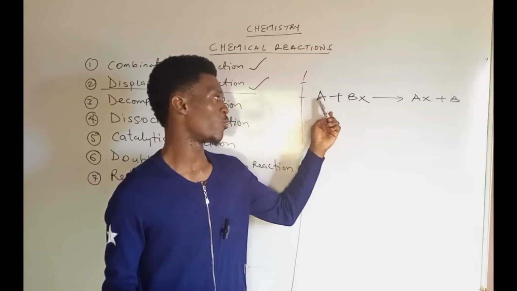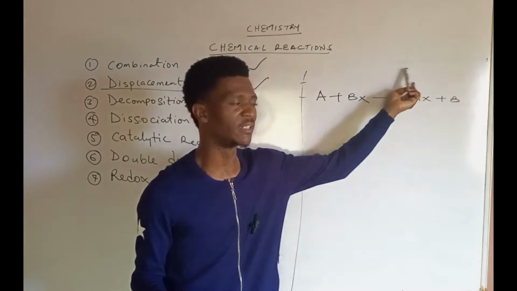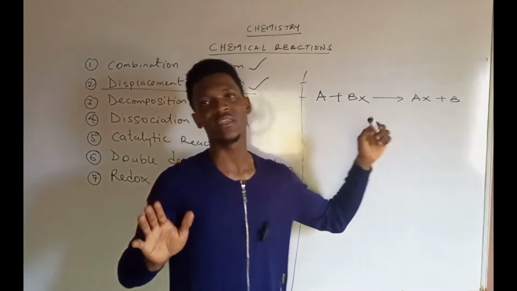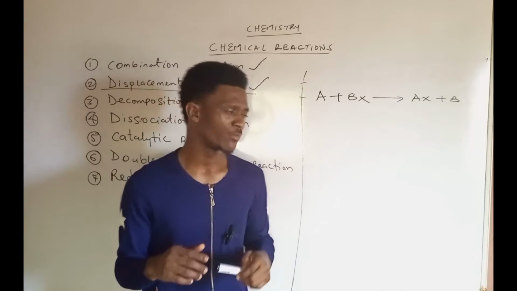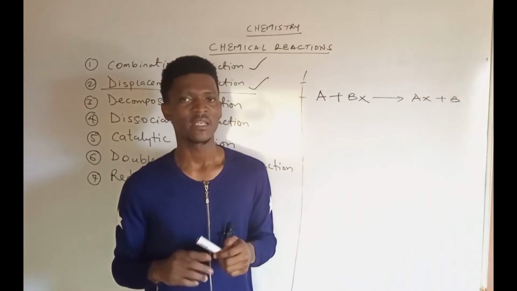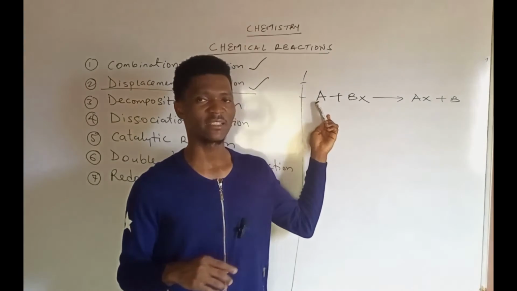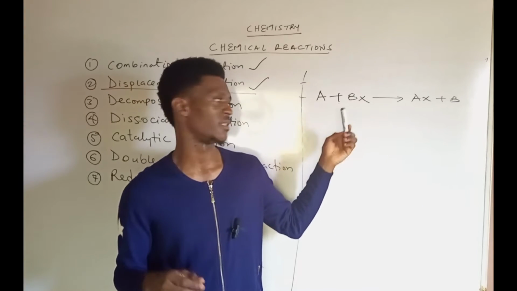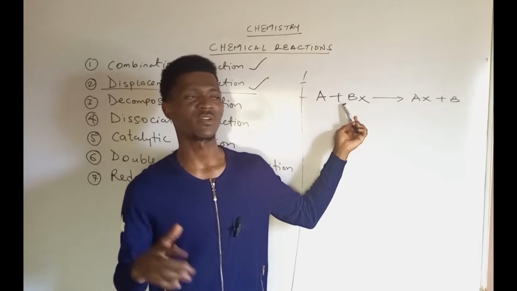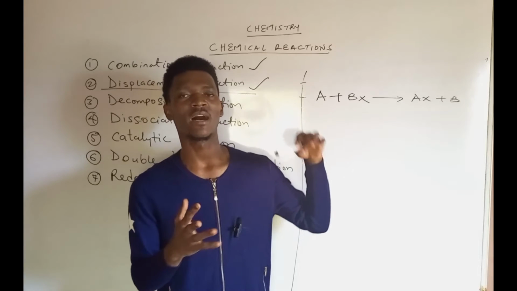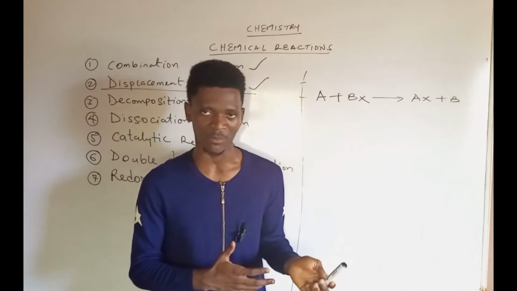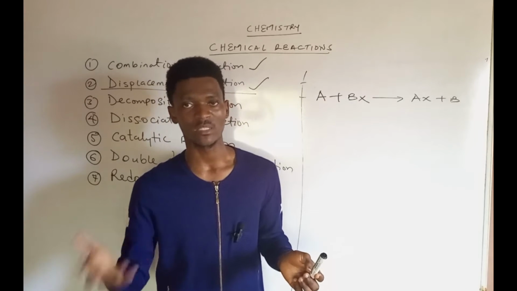So it means that A was able to displace or remove B and pick up X that was initially attached to B to form AX, while B is left alone. And mind you, the reason why A is able to displace B to pick up X is because A is higher in the activity series or the electrochemical series than B. When we talk about activity series or electrochemical series, we are simply referring to a series in which you have the extent of electropositivity and the extent of electronegativity in terms of differences amongst elements. That will be treated in our subsequent lessons, okay?